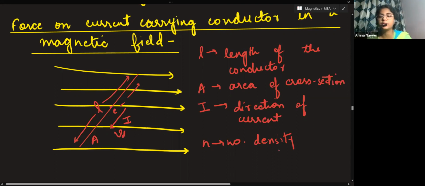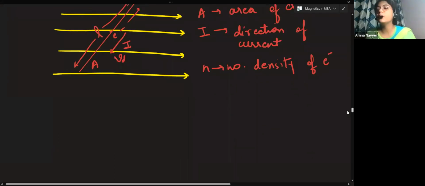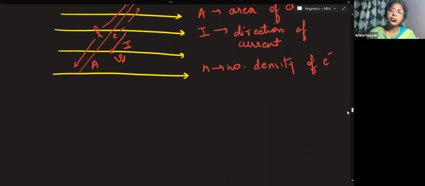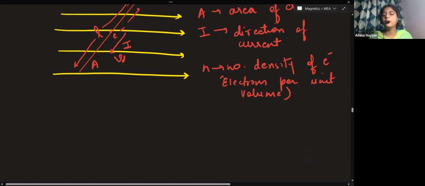Density of electrons. Number density, remember we have used this term density. Number density basically means electrons per unit volume. Whenever this density term comes, this usually means anything divided by volume. Like energy density, we did it in terms of capacity. That was energy divided by volume. So this is basically electrons per unit volume.